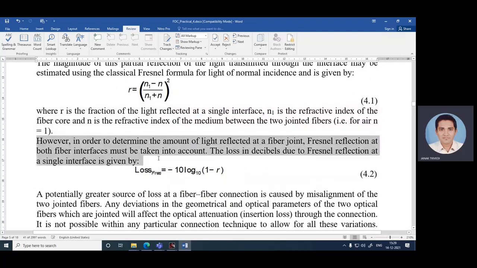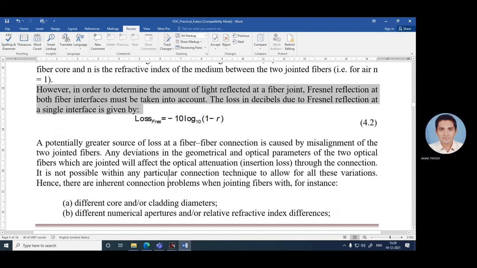However, in order to determine the amount of light reflected at a fiber joint, Fresnel reflection at both fiber interfaces must be taken into account. The loss in decibels due to Fresnel reflection at a single interface is given by Loss_Fresnel = -10 log(1 - R), equation 4.2.